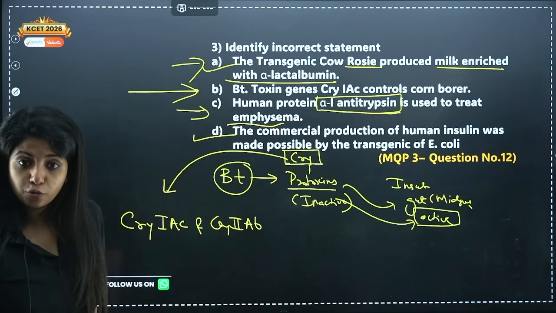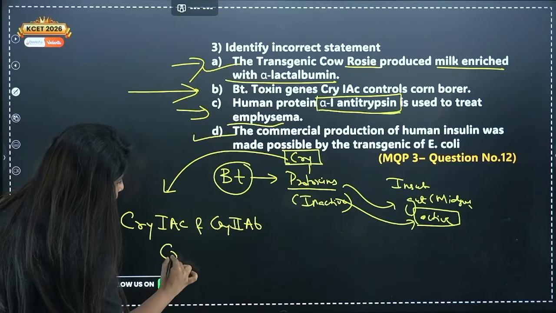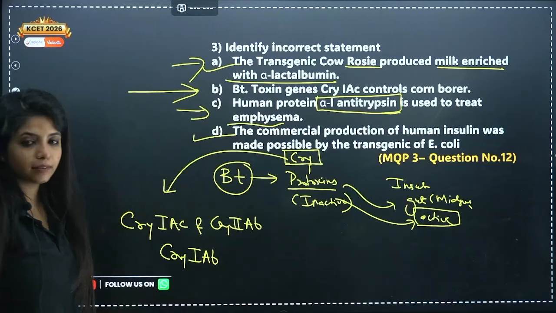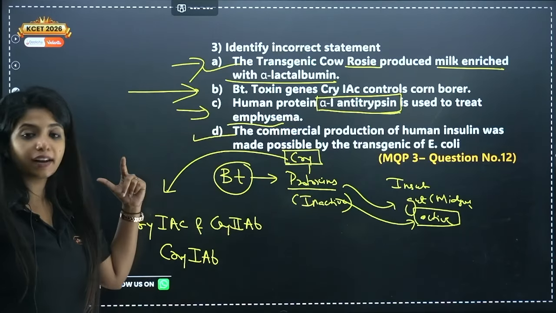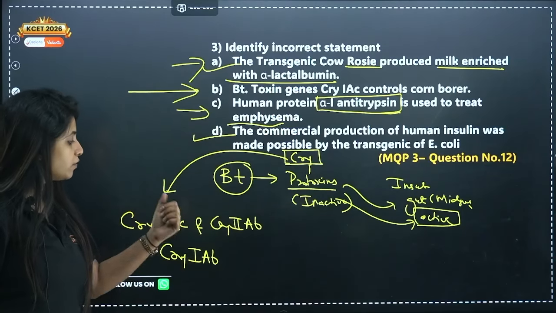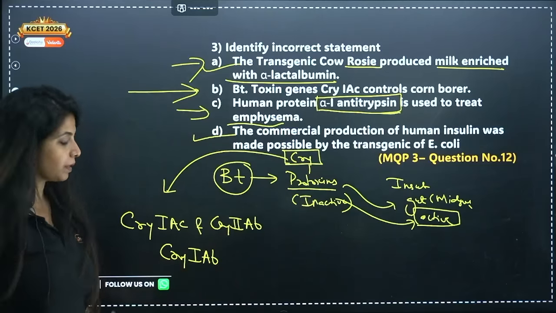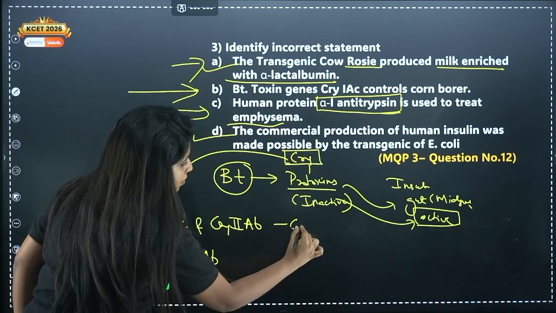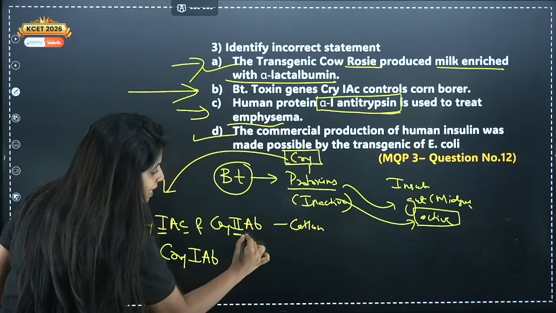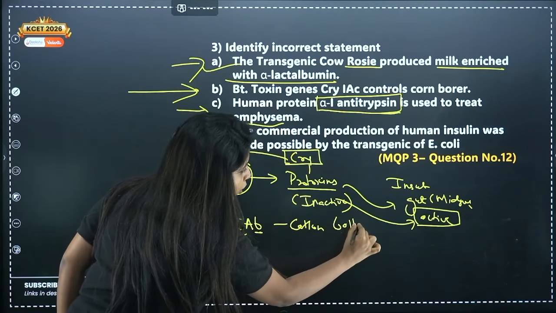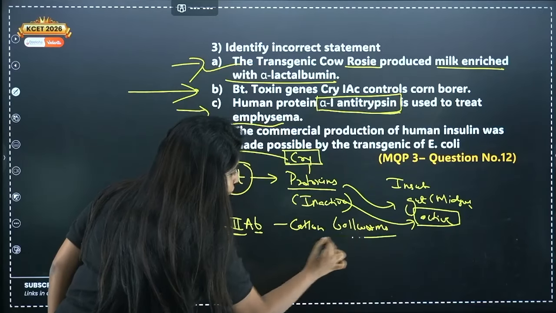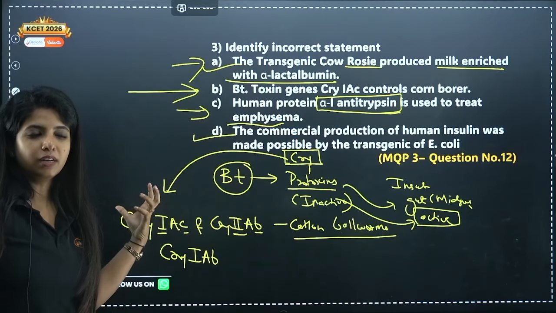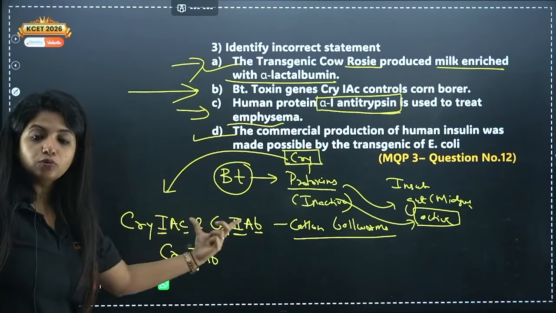CRY1AC is there and CRY2AB is there. Apart from that, you have CRY1AB. Listen to me. First letter C, cotton. Second letter B, bollworms. So cotton bollworms are being killed with the help of the toxins produced by these two genes.